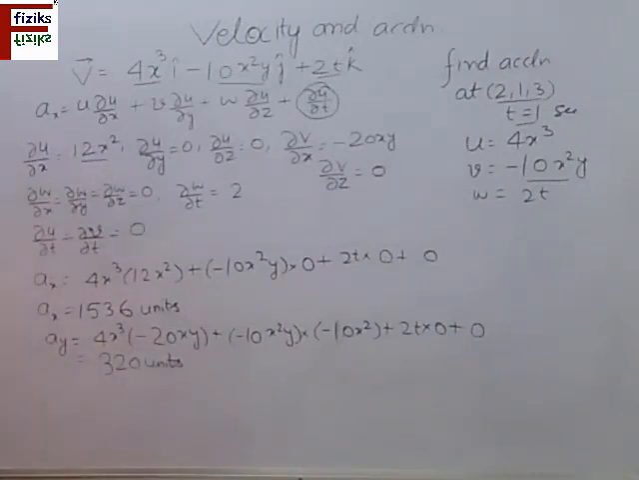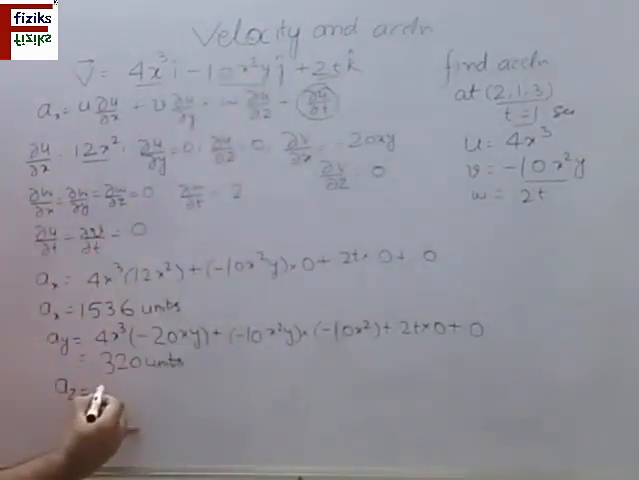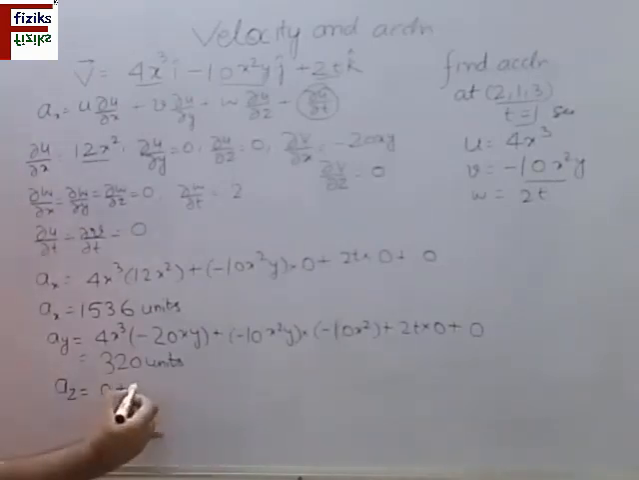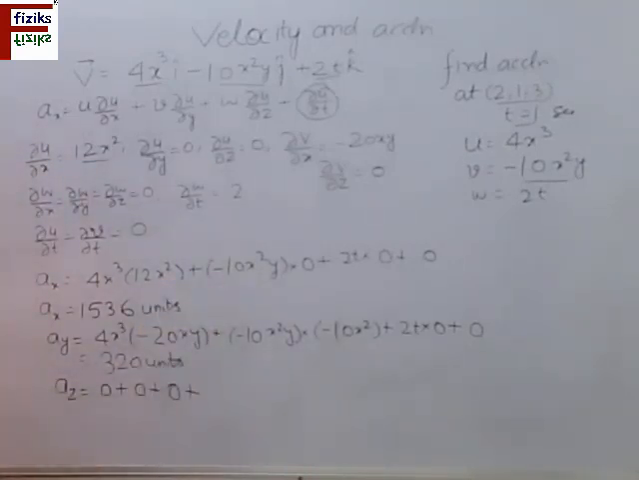Units here mean the appropriate units, that is meter per second squared or millimeter per second squared, whatever it is. Similarly, make calculations for az using the same formula. u ∂w/∂x, ∂w/∂x is 0. This is not a function of space. Plus the next term, v ∂w/∂y, 0. Plus w ∂w/∂z, 0. Plus ∂w/∂t.